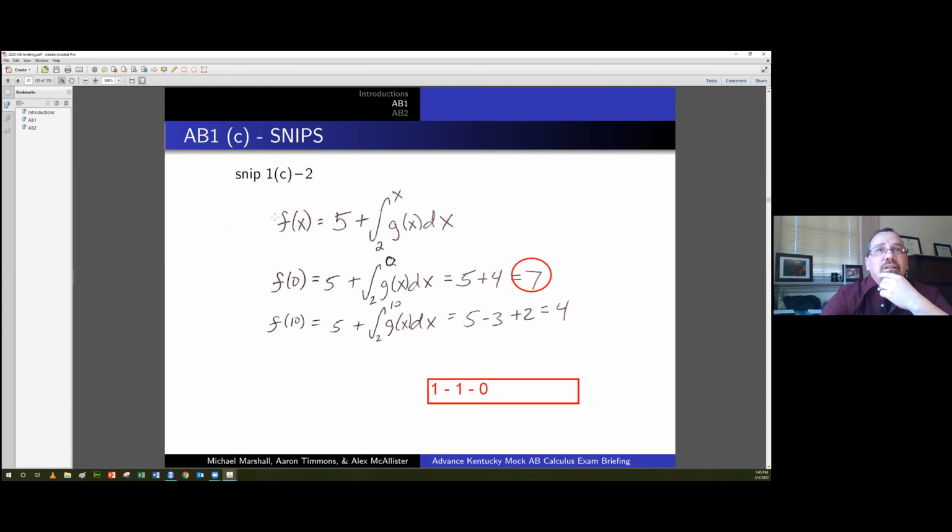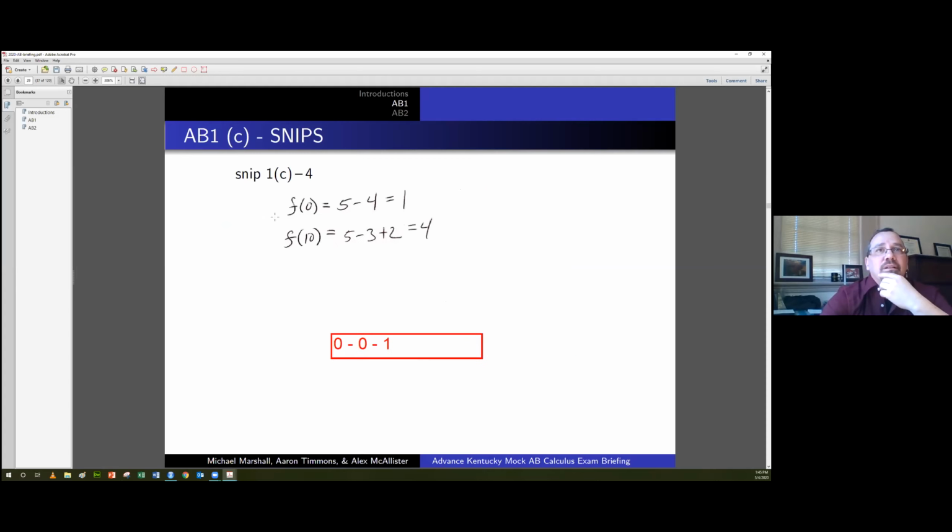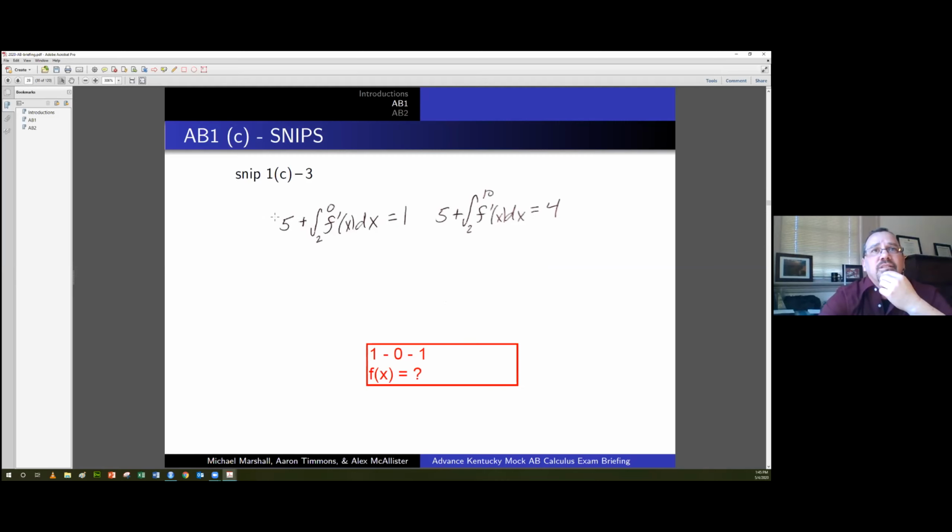If they don't have the initial, so they don't have the 5, but they have the integrals correct and everything else, and they earn the other points. Well, they wouldn't get the expression for f of x point. I would say they got the integrand, and if they have f of 0 equals the correct number because they added the 5 to it, I would say a 101.